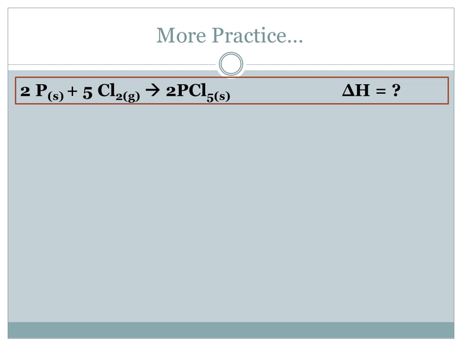So I want you to figure out what the delta H is for the reaction of 2 phosphoruses plus 5 chlorine gas making 2 phosphorus pentachloride.